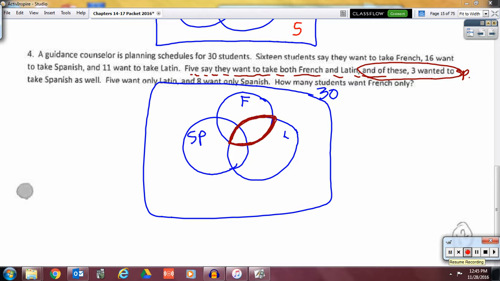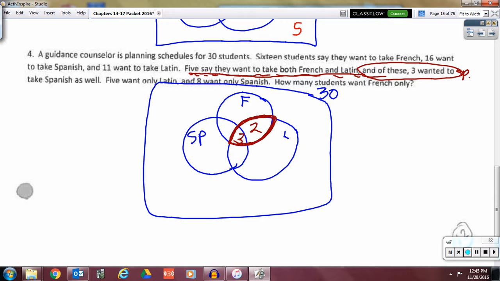So where did you start? Okay, the middle with the 3, and what did that end up being? 3, because it says 3 of these want to take Spanish as well. Now, the key is this little football section is a total of how much? 5, okay? That's what it says here. 5 say they want French and Latin. So, of which 3 of them are that. So, that leaves how much left in this little football section?